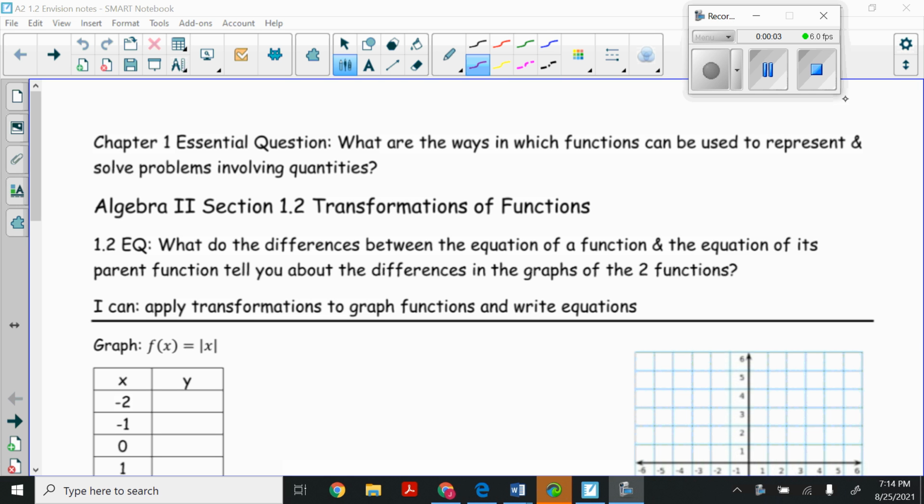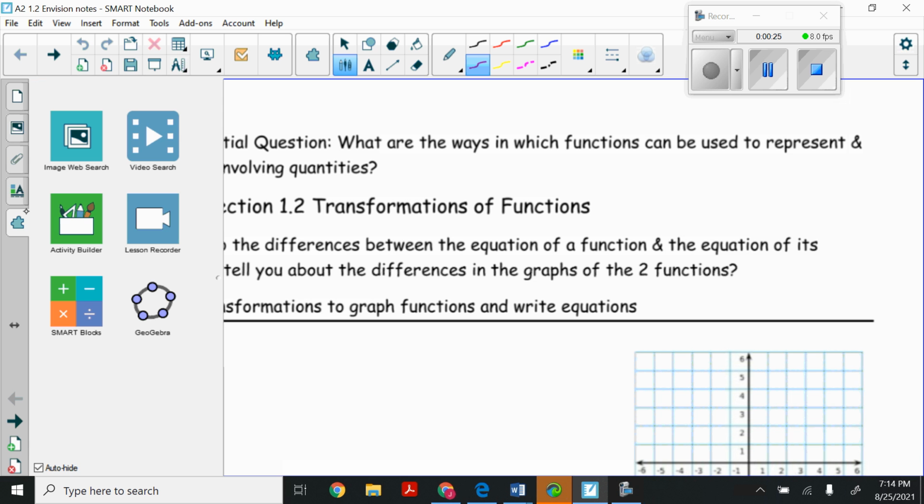Right, today in Algebra 2, we're going to look at Section 1.2, Transformations of Functions. Our essential question: what do the differences between the equation of a function and the equation of its parent function tell you about the differences in the graphs of the two functions? After today and tomorrow, you should be able to apply transformations to graph functions and write equations.